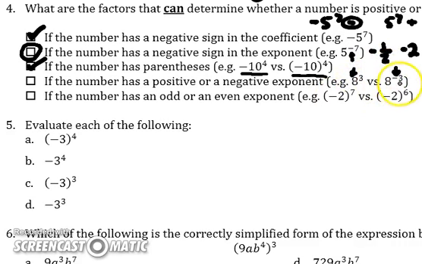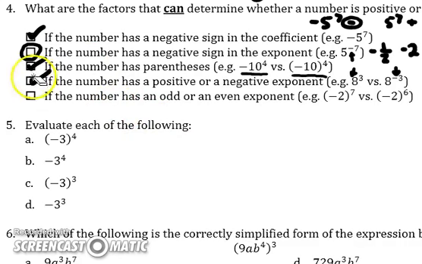This 3 right here will not affect whether it's negative or positive. This negative 3 will not affect whether it's negative or positive. This negative 3 here just means that I take the reciprocal of 8, which is 1 over 8, and then I'm going to raise that to the 3rd power. So the exponent will never ever determine whether or not it's positive or negative, based on whether the exponent itself is negative or positive.